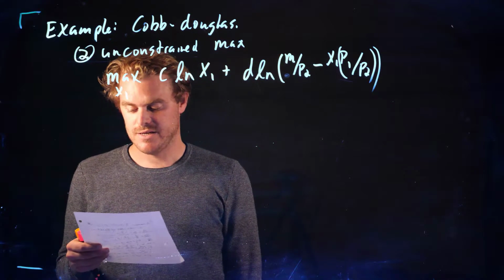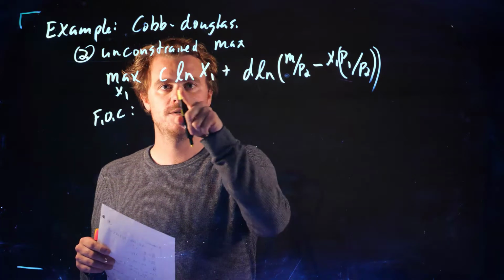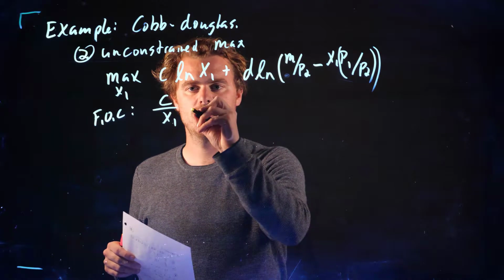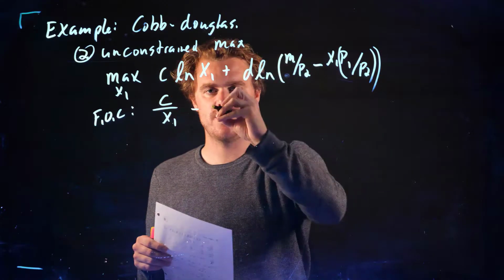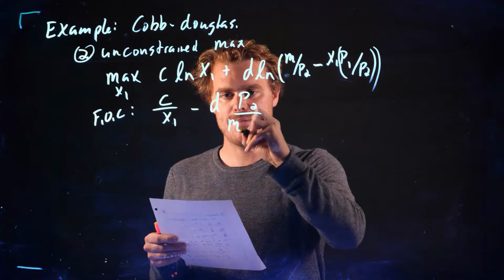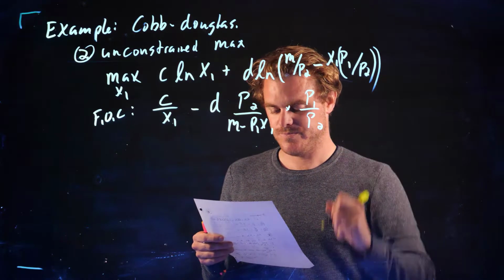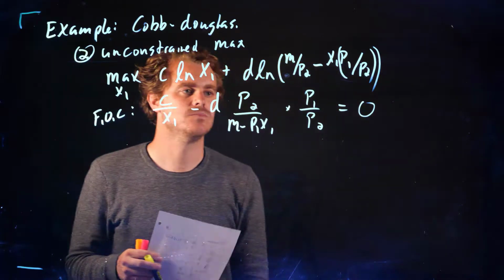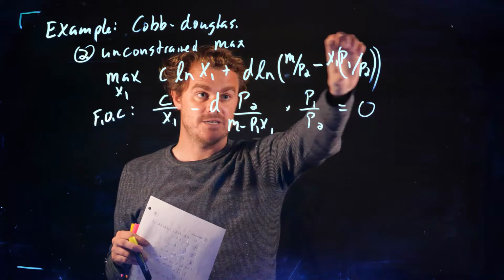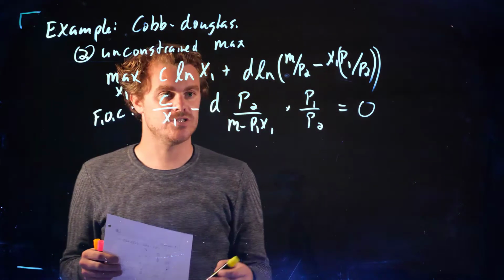Then we just need to take the first order condition and set it equal to 0. So our first order condition is the derivative of this with respect to x1, which is c over x1. Now the derivative of the second term with respect to x1 is d times p2 over m minus p1 x1 times p1 over p2, equals 0. So let's just take the derivative with respect to x1 in this second term. That equals 0. Then we can just solve.